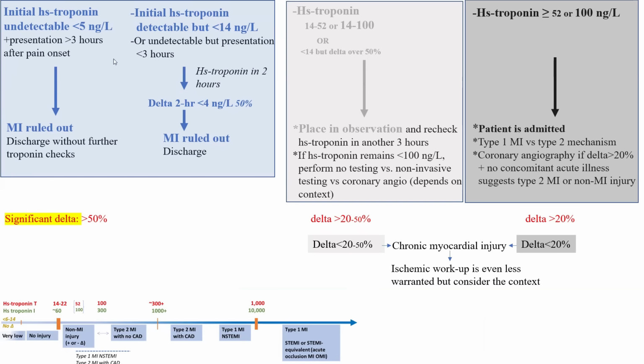For the very low troponin values below the MI cutoff, we use an absolute delta of 4 for troponin T, or a 50% change in relative terms, based on a JAMA paper published in 2011. But above the injury cutoff, a 20% change is considered a significant delta.